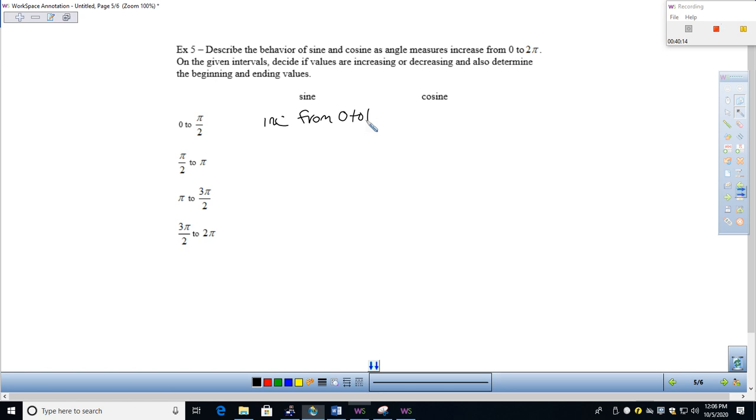That's the behavior of sine in the first quadrant, whereas cosine decreased from 1 to 0. Again, we saw this in right triangles as well, by the way. Second quadrant, we saw sine starts to come down from 1 back to 0, whereas cosine went into the negative, so it decreased from 0 down to -1.